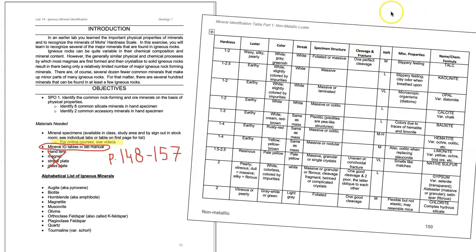We're not going to use heft, so forget about heft. That's how the mineral feels in your hand. And then miscellaneous properties, which you'll see is sometimes blank. Sometimes minerals don't have any particularly unique properties. And then of course the name, and it says chemical formula, but in this version of the table the chemical formulas are left out. Here are the 10 minerals in this particular lab that we're going to look at.